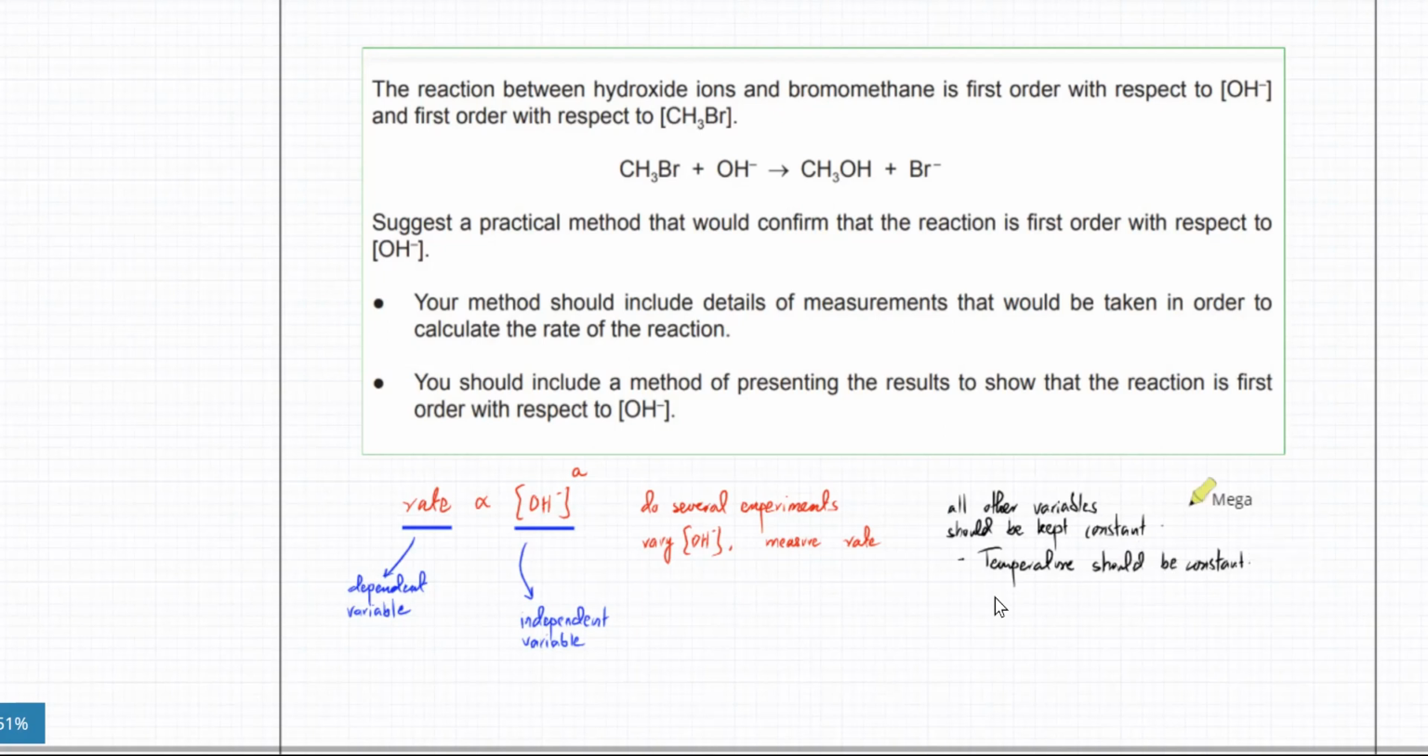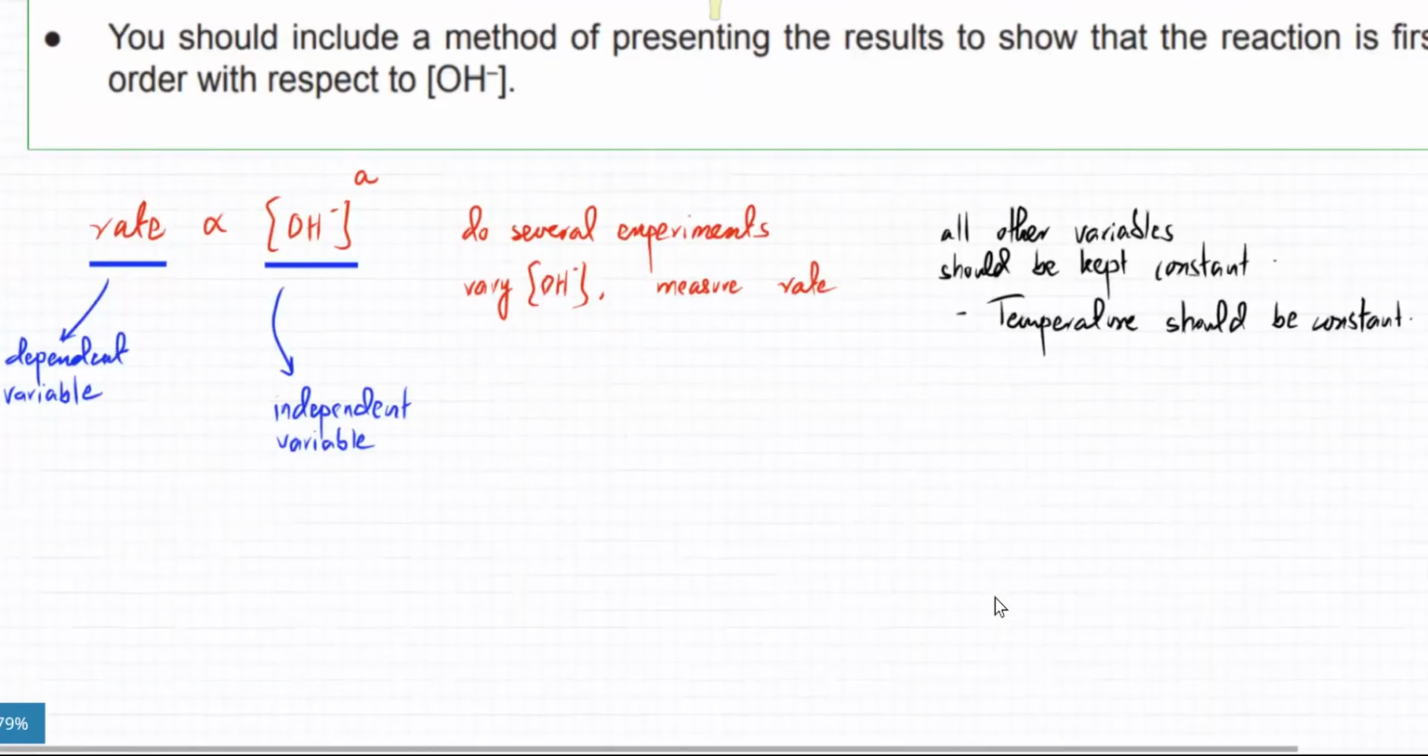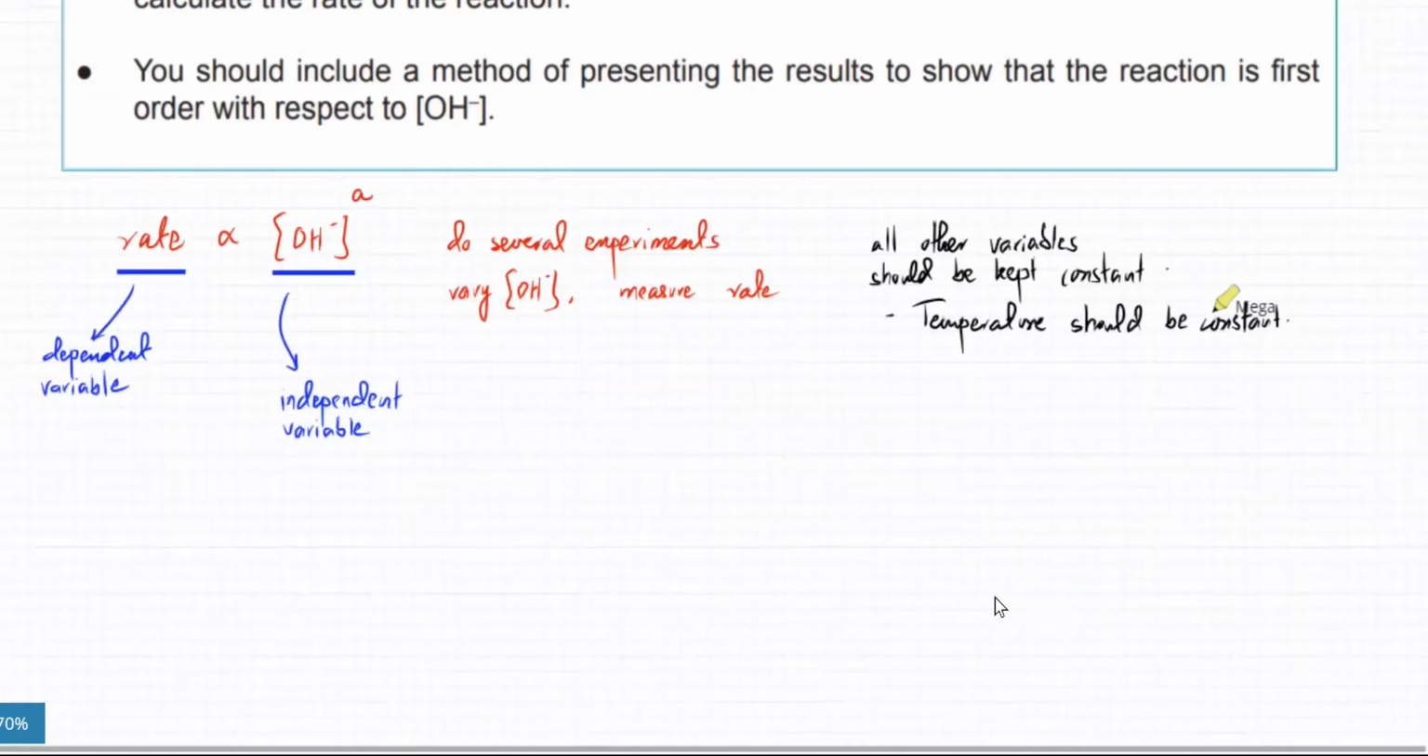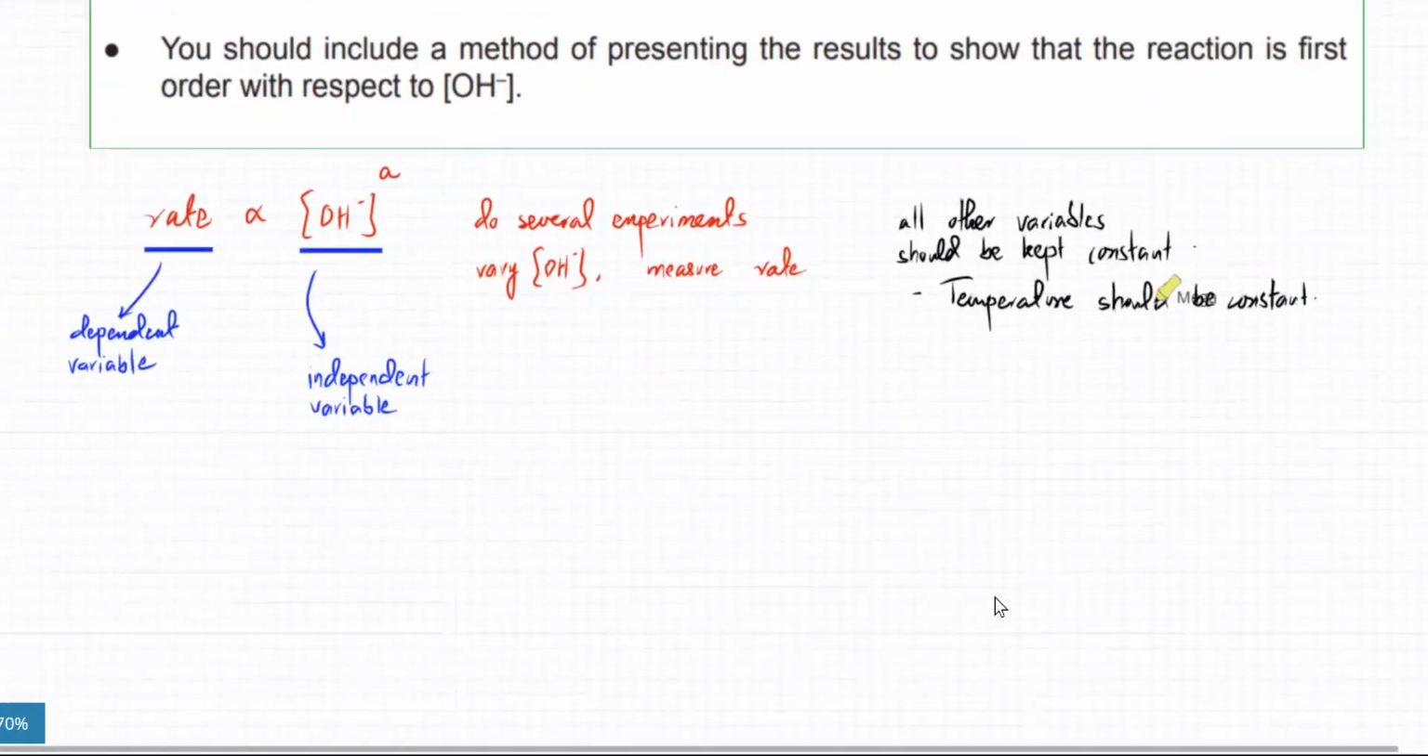There's one other thing that has to be kept constant, and that's the other reactant, because there are two reactants. You're trying to figure out, if you change OH ion, how would the rate of the reaction change? So the other reactant, its concentration, must be kept constant throughout the reaction. One way to keep that constant is by adding it in large excess. So it's CH3Br. That should be kept in a very large excess, so that its concentration stays constant throughout the reaction and doesn't affect the rate of the reaction.